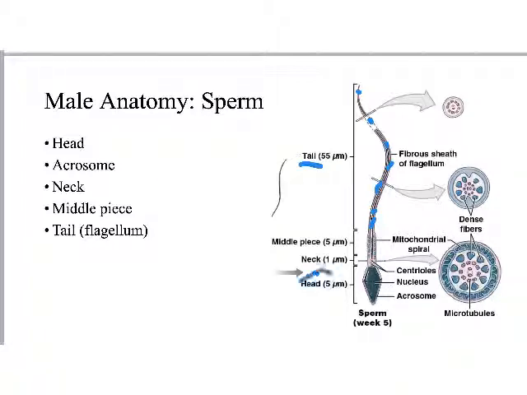So tail on one end, head on the other end. Right next to the head is the neck. And in between the neck and the tail, we call the middle piece. Surrounding the head is a kind of protective layer called the acrosome. And that'll be important when we get to physiology and we talk about exactly how it is that the sperm and the egg come together to form the zygote. Right now, we're just kind of learning the anatomical.